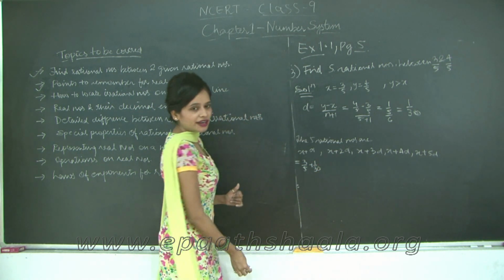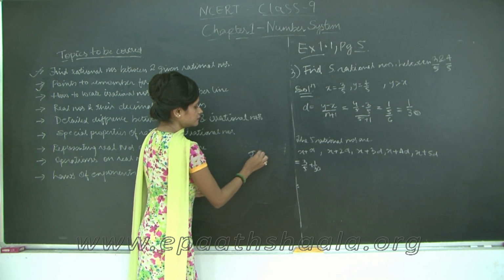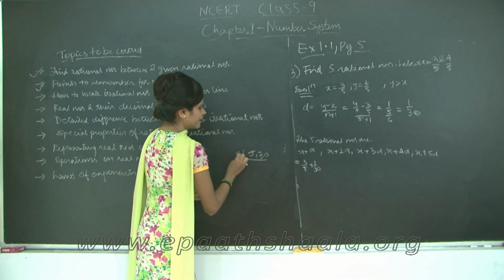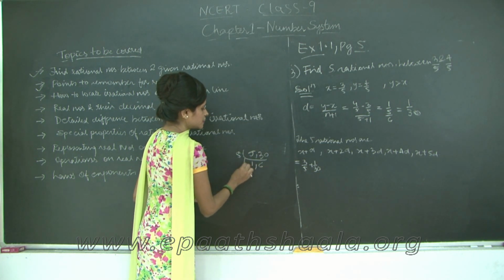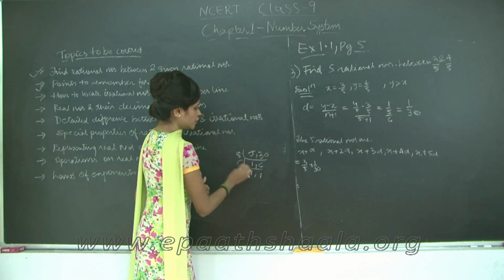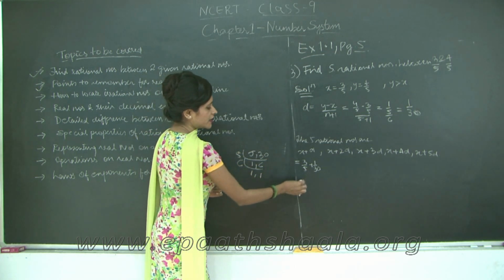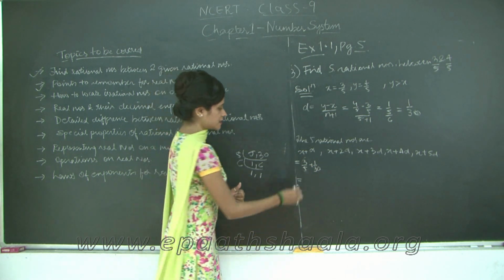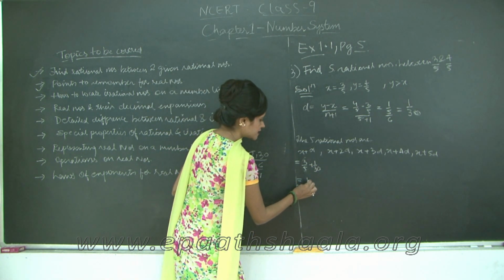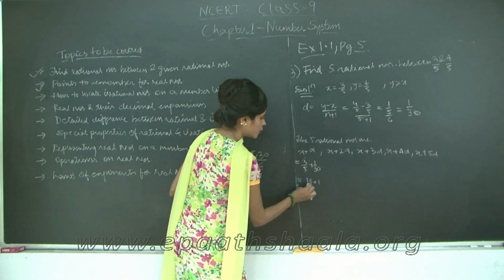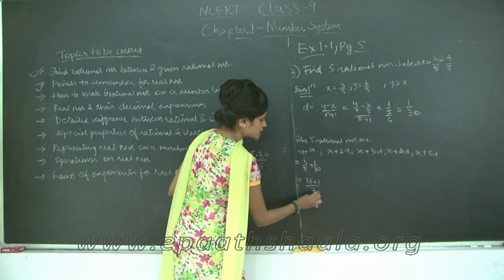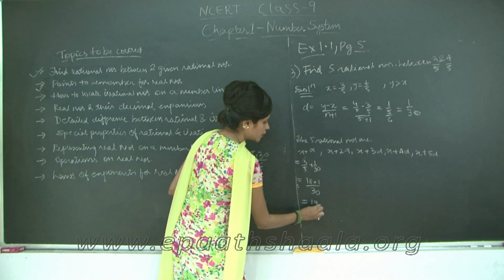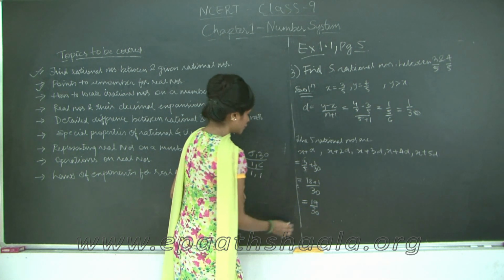Now the LCM of 5 and 30: 5 ones are 5, 5 sixes are 30 and 6 ones are 6. So the LCM is 30, therefore I multiply the numerator and denominator of my first term by 6. So what do I get? 3 sixes are 18 plus 1 upon 30, which is 19 upon 30, right?